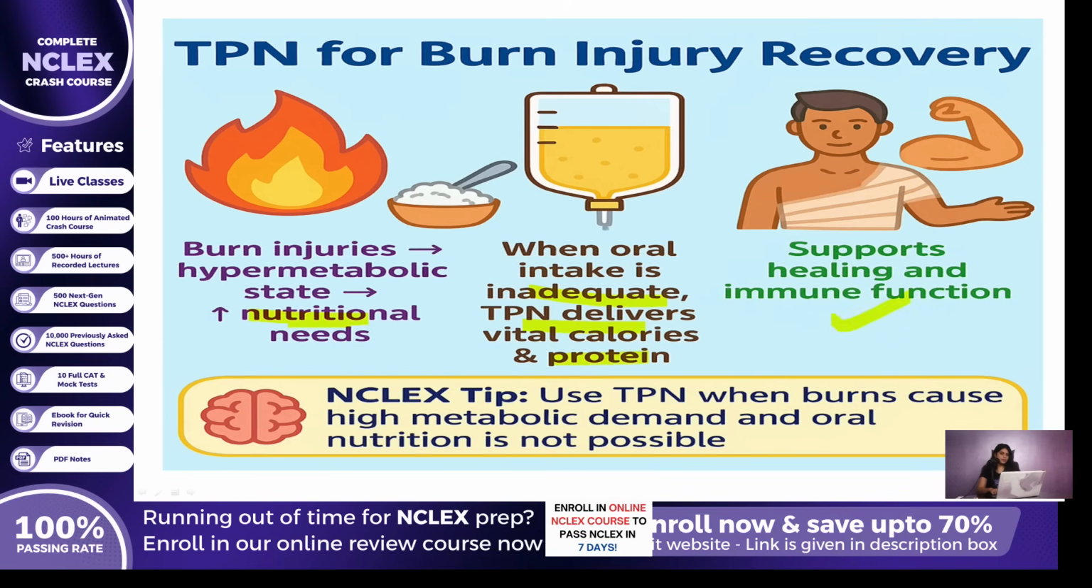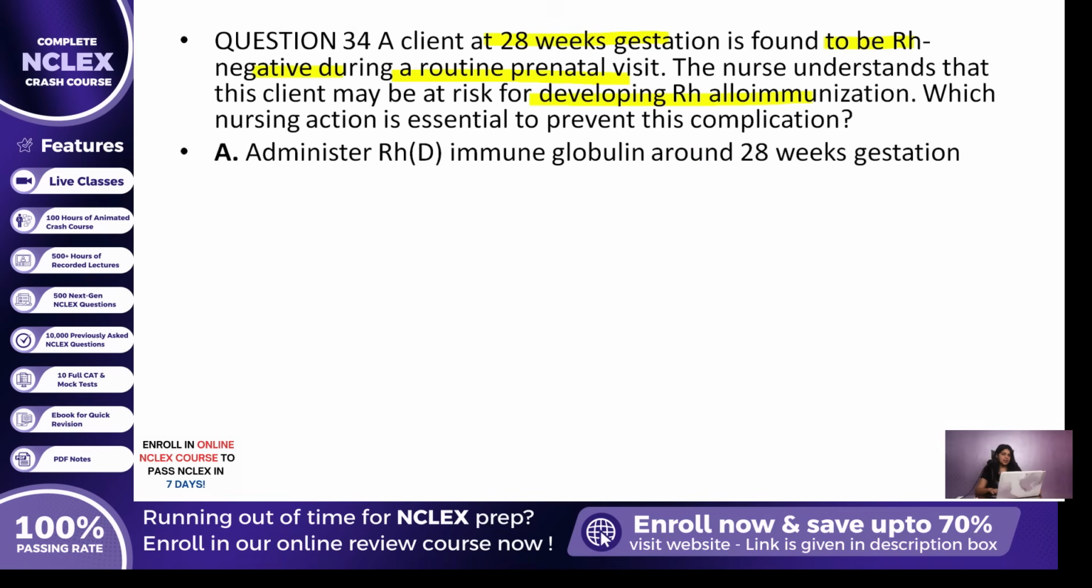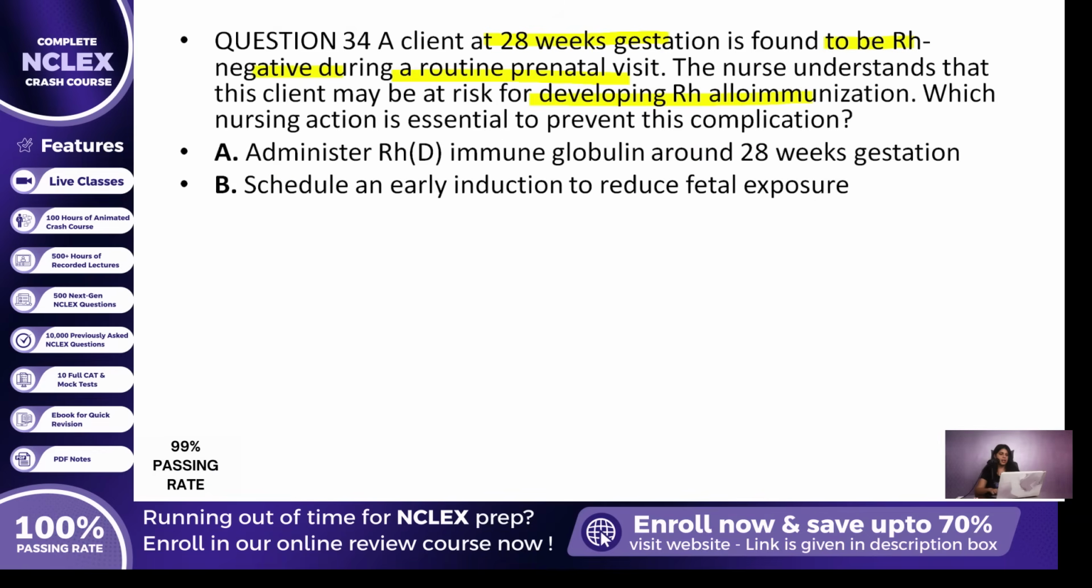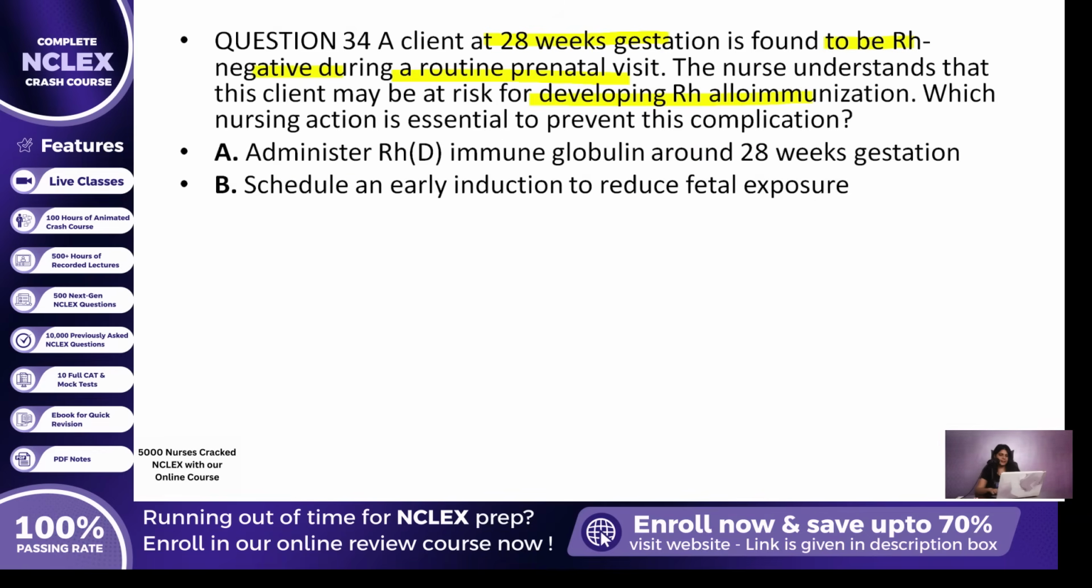Now let us move into the obstetric realm with a case involving Rh incompatibility. Question 34. A client at 28 weeks gestation is found to be Rh negative during a routine prenatal visit. The options for preventing Rh alloimmunization are: Option A. Administer RhD immune globulin around 28 weeks gestation. Option B. Schedule an early induction to reduce fetal exposure.